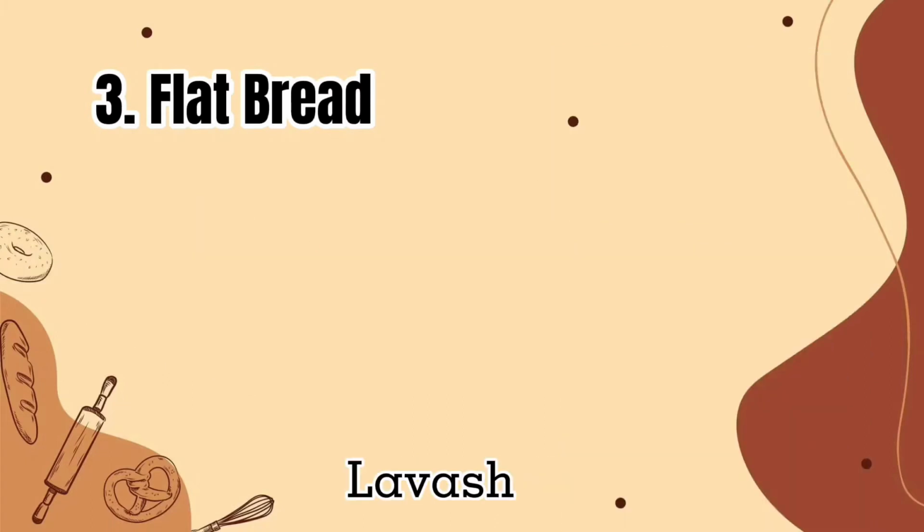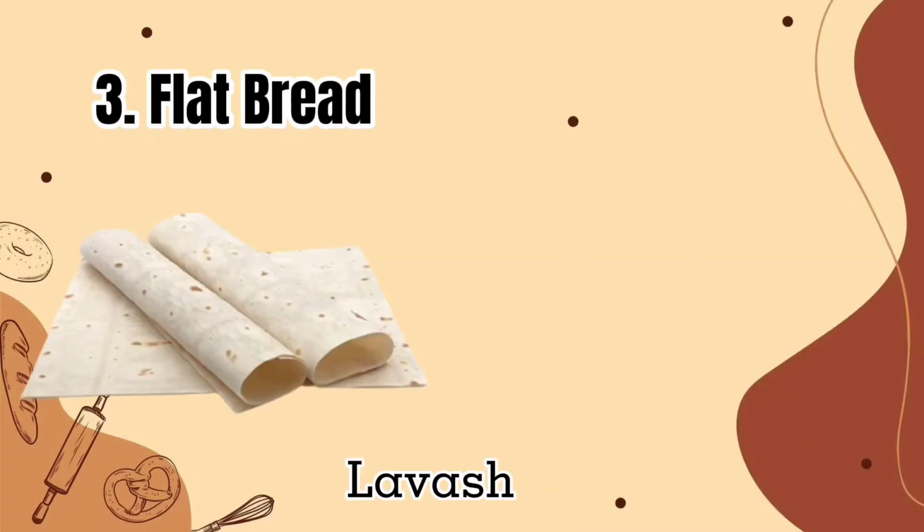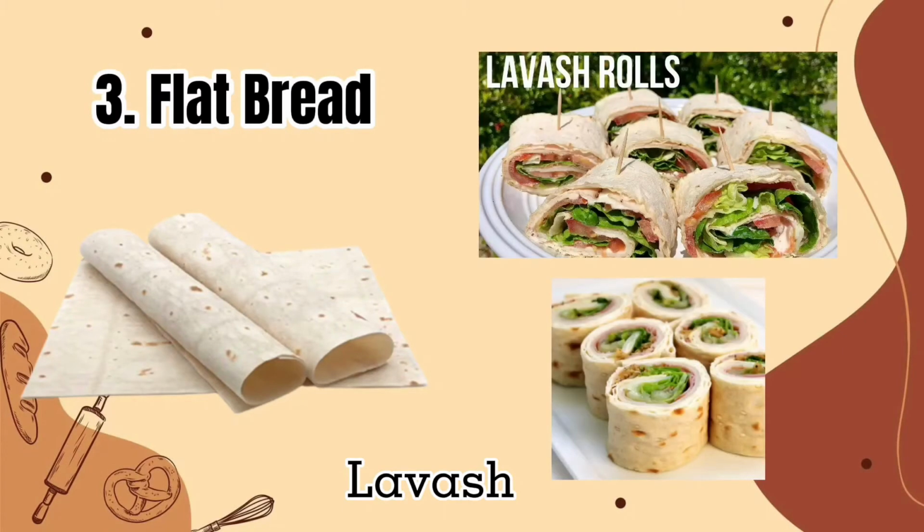Number 3 is the lavash. It is small and rectangular. When softened in water, it can be rolled around the stuffing to make a pinwheel-shaped sandwich.